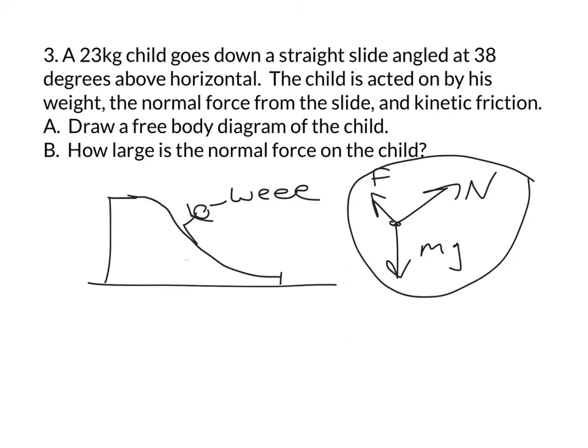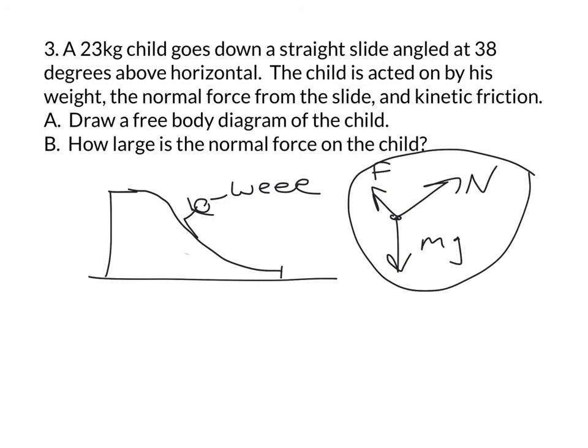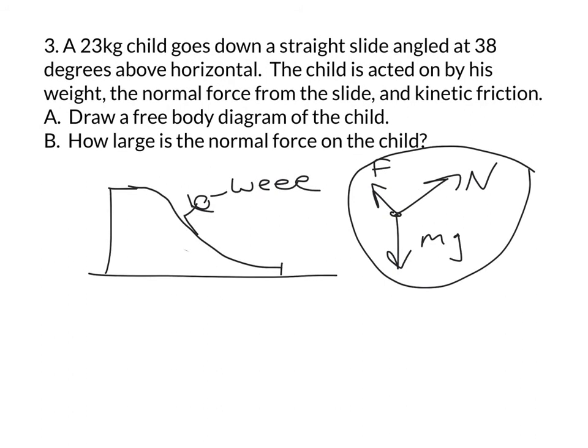how large is the normal force on the child? Well, it doesn't ask me for friction. Good, I'm not going to have to deal with that. So the normal force, if I rotate this, remember this is a 38-degree slide. If I rotate this 38 degrees, I will have friction this way. I will have normal up. I will have an mg out to here somewhere. And since I'm only looking for the normal, I'm only going to bother with this guy here. And there's my 38-degree angle.